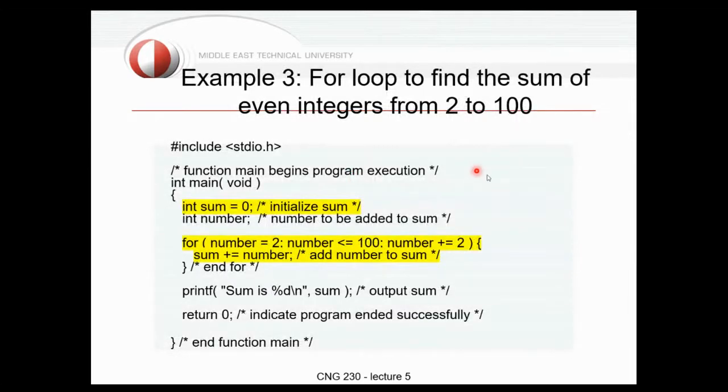So another example. Here you see we give the value 0 to sum, and the number we just define as an integer. And inside our for loop, we start from 2, we continue until 100. And what's the trend? 2 by 2. So 2, 4, 6, and we continue until 100.